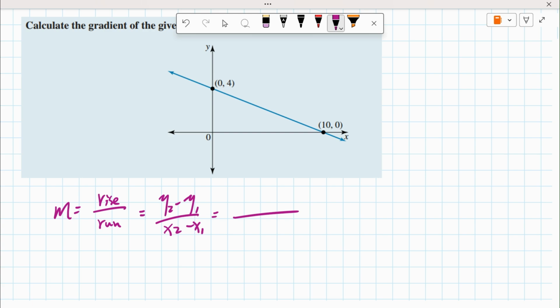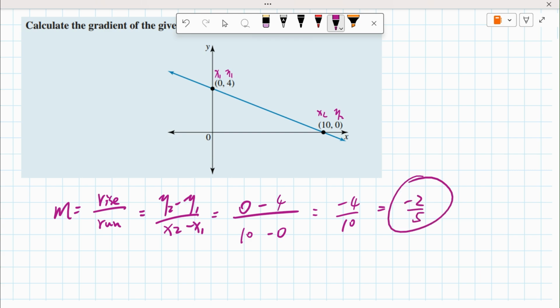You can choose either way. It's x1, y1, x2, y2. So I choose this one as my x1, y1, and this as x2, y2. So that means 0 minus 4 divided by 10 minus 0, which is negative. So minus 4 over 10. The simplest form will be negative 2 over 5. So that's your gradient.